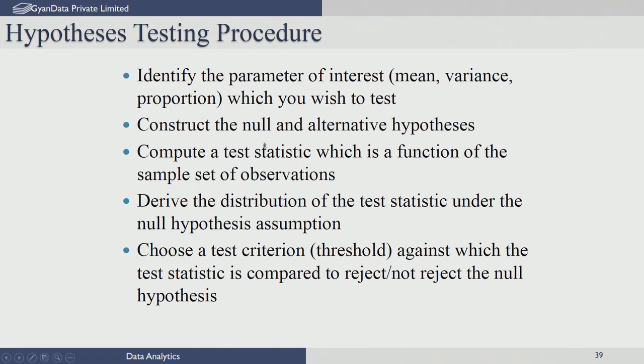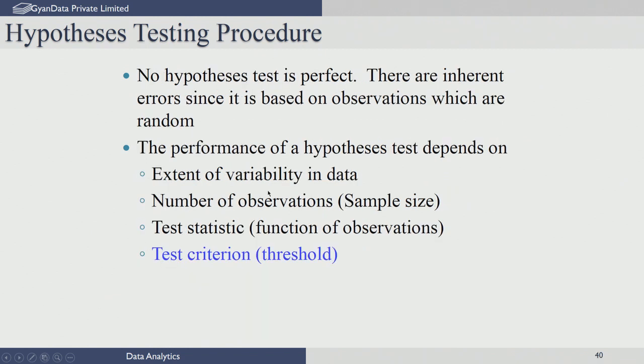Now, you also have to derive the distribution of the test statistic under the null hypothesis. What it means is, if the null hypothesis is true, what is the distribution of this test statistic that you have computed. Now, based on this distribution, you choose a threshold or a test criterion, and now you compare the computed test statistic against this criterion and decide whether to reject the null hypothesis or not reject the null hypothesis. This is the overall procedure. We will show through examples how these procedures are carried out for different cases.